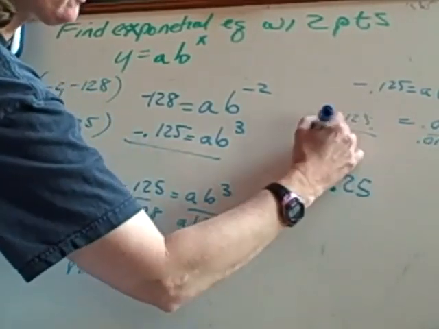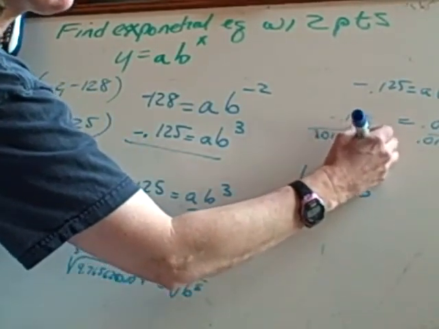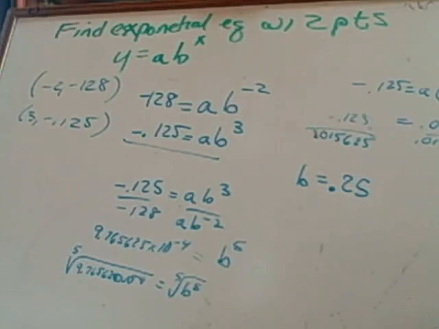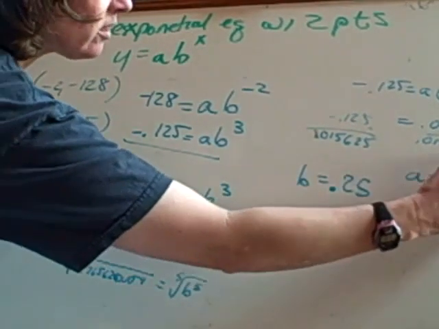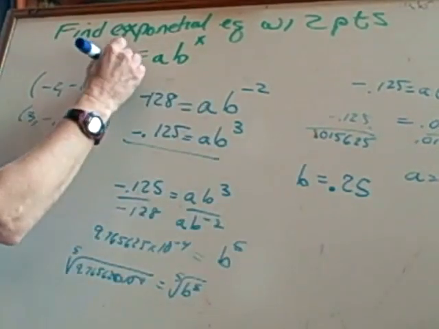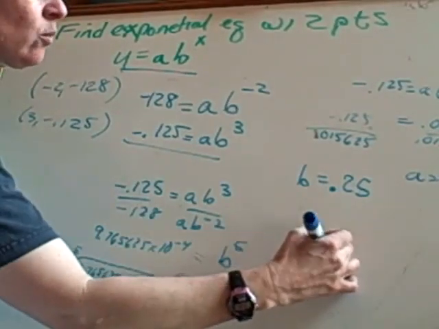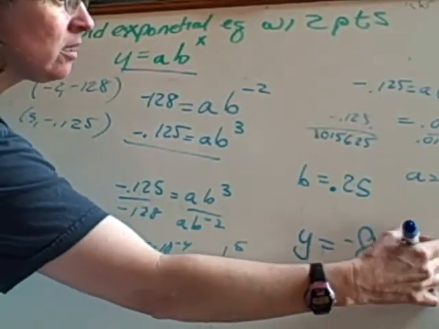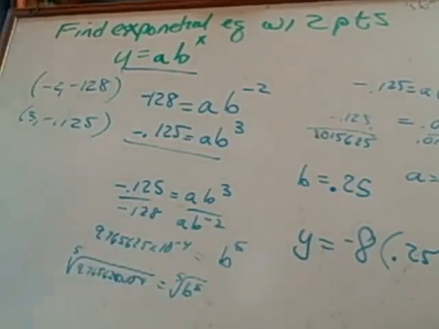And I'll divide both sides by 0.015625. Multiply that by 0.125, I end up with a is equal to negative 8. You're going to want your calculator for that one because it's just not pretty. So when I write it out, it's got to be in this format. So y equals negative 8, parenthesis, 0.25 raised to the x.